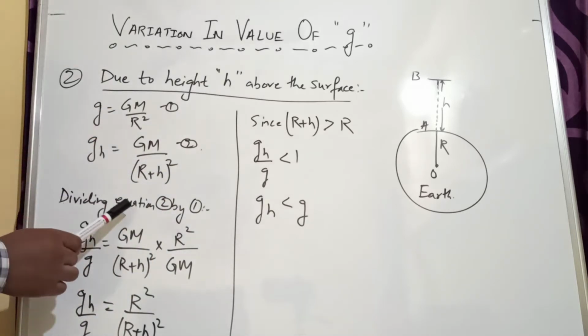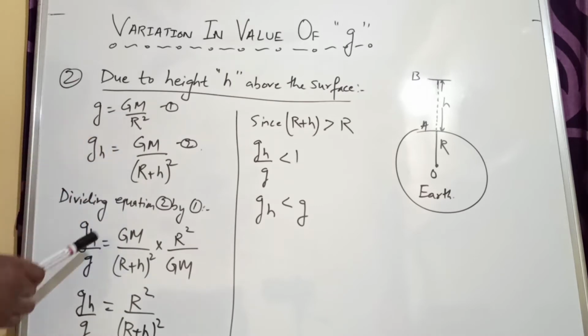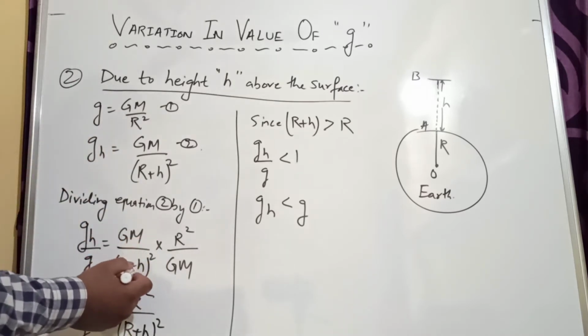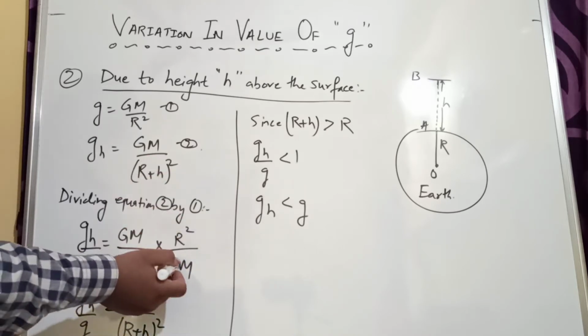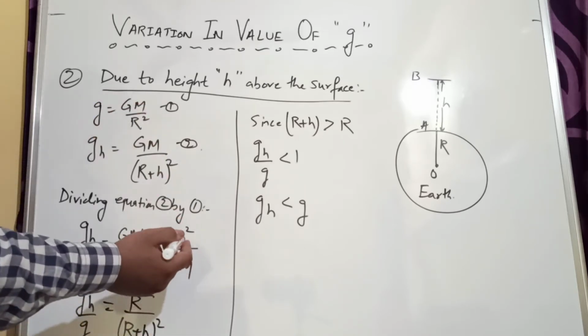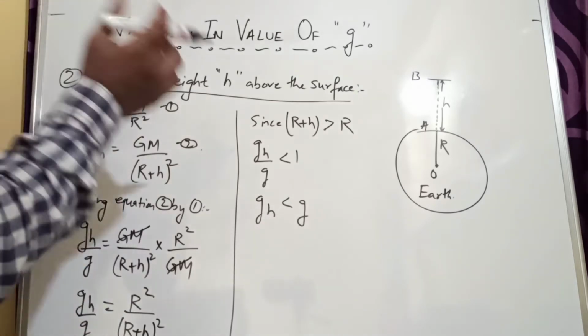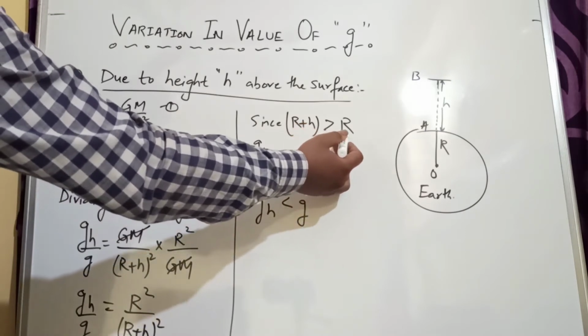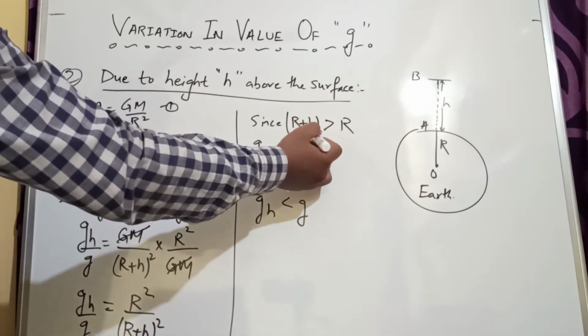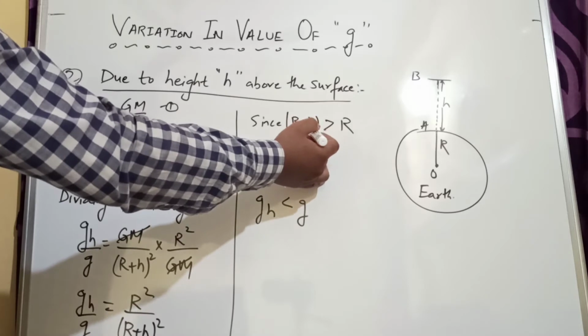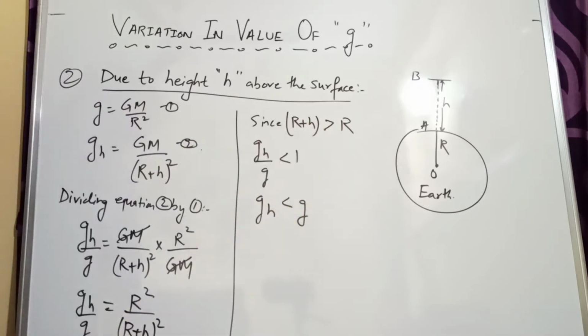Now what we will do, dividing equation 2 by 1, this by this. So gh by g is equal to GM upon (R plus h) whole square into this one, GM into R square. So GM will get cancelled. What you will get? gh by g is equal to R square upon (R plus h) whole square. Now see, again there is a common simple math that R plus h will be greater than R. Obviously if we are adding some height to this R, then it will be greater than normal R.